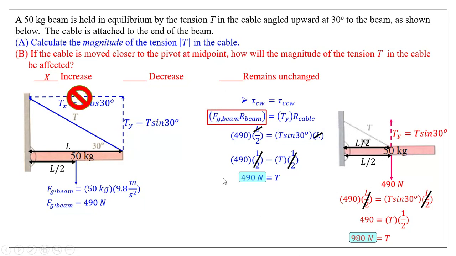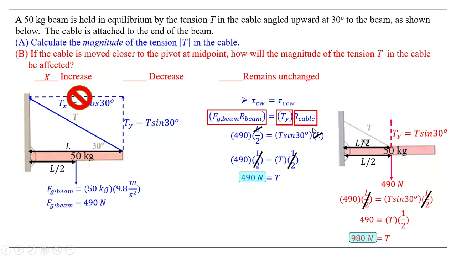You notice here I boxed the left side because the weight of the beam hasn't changed. The distance from the weight to the pivot hasn't changed. So I'm going to say that this stays the same. However, Ty has T in it. Ty is T sine theta. So essentially, we're asked to determine whether T itself goes up or down. Well, I can determine that just by looking at these functions.